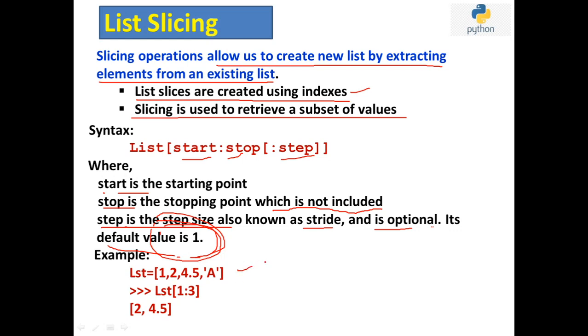One example is given: 1, 2, 4.5, a. Indexes are 0, 1, 2 and 3. Now if I write list square bracket 1 colon 3, 1 means second element, the starting position is second. End position 3, that means stop is 3, 0 1 2 3, this is 3, but it will display before that, not including that stop. So it is showing 2 and 4.5, that means it is showing the second and third elements here. This universal rule always follows while list slicing is done.